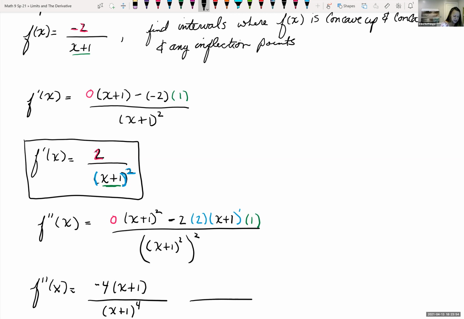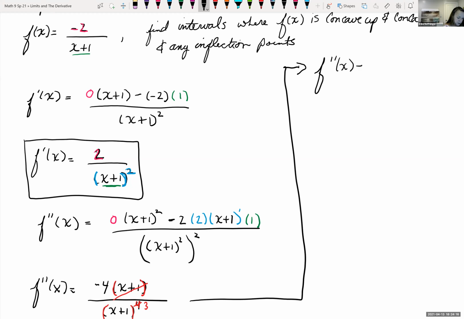I noticed that this simplifies a little further. Notice we have one factor of x plus 1 in our numerator, and we have 4 of them down here in the denominator. So if we cancel the 1 in the numerator, that would leave us with 3 left in the denominator. So we find that the second derivative of f of x is equal to -4, all divided by x plus 1 quantity cubed.